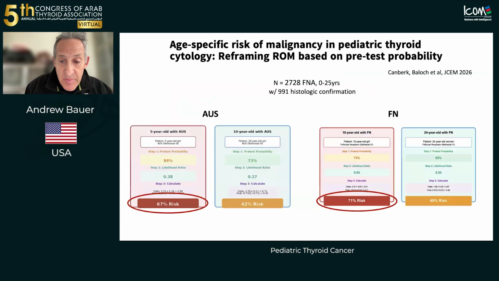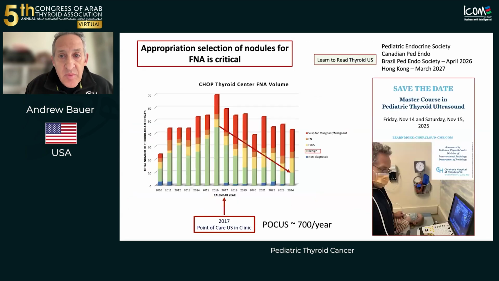in pediatrics than adults. In a publication that we just had in JCEM, looking at about 2,728 FNAs in pediatric and young adult patients, 991 with histologic confirmation, we even showed that within each indeterminate category, the risk of malignancy may be higher the younger the age of the patient. So for AUS, 67 versus 42%, and 71 versus 49% when we look at patients with differences in age. So again, age does play a factor when we think about risk of malignancy and indeterminate cytology.